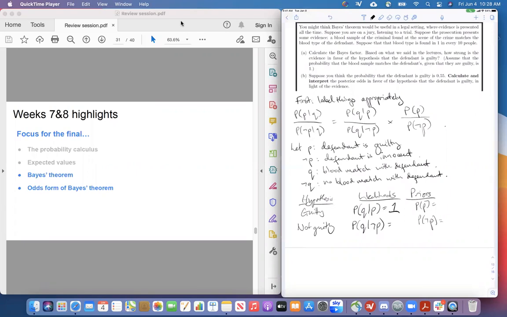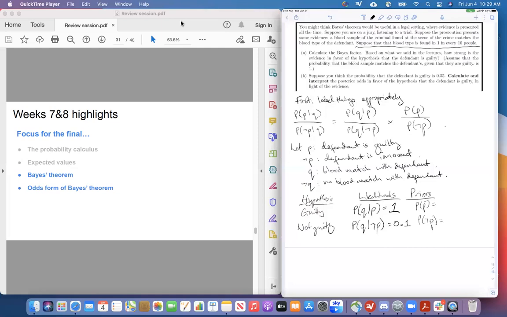Next likelihood, probability of a blood match given that they're innocent. Well, the probability of a blood match given that they're innocent, and this is where some people kind of got stuck here, is just the probability of that blood match being found in a person. And you are told that that happens in 1 in every 10 people. That's part of this description in the question. So the probability of a match, given that they're innocent, is just the probability of a match. That's going to be 1 in 10. So this is 0.1.